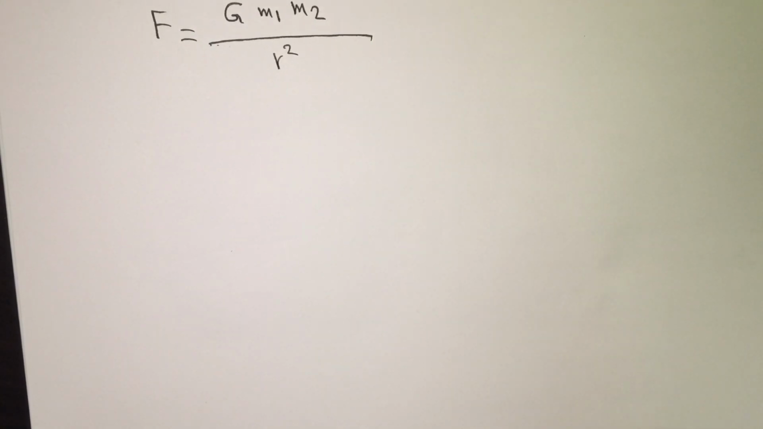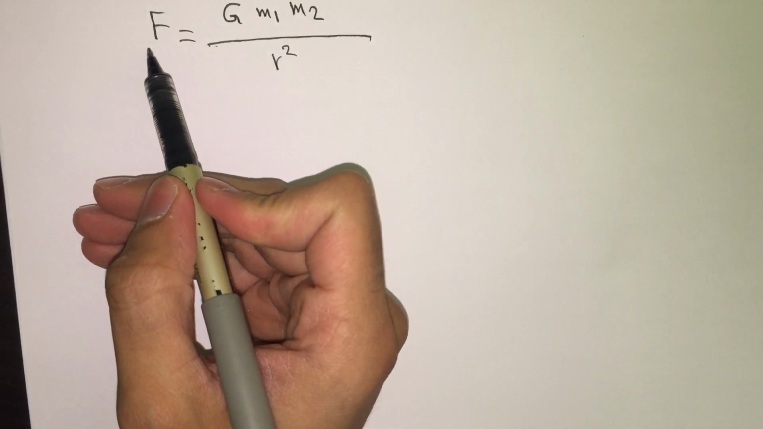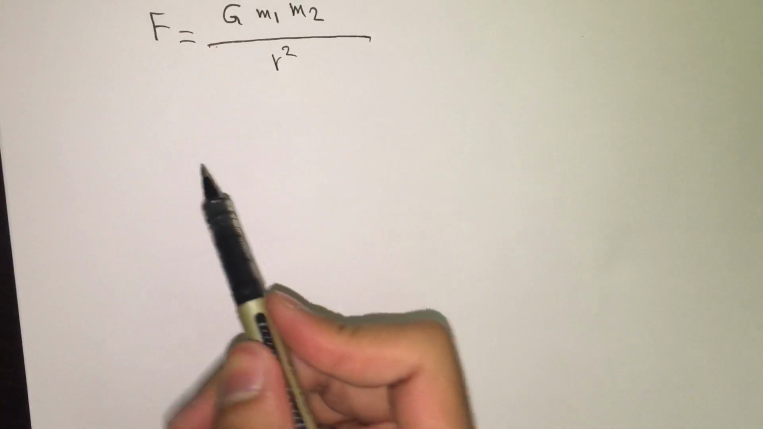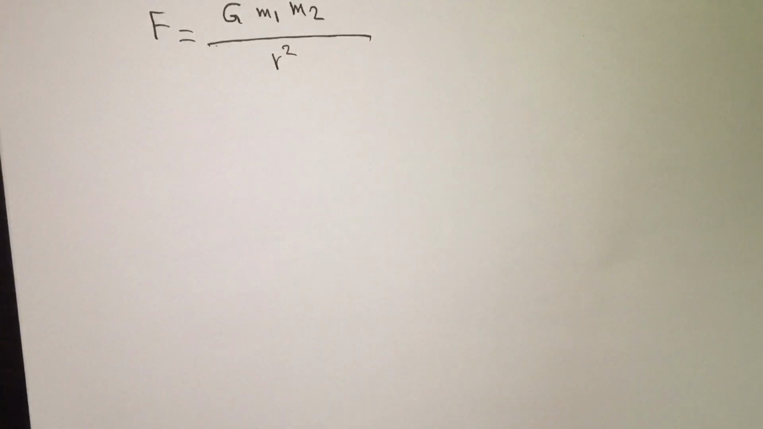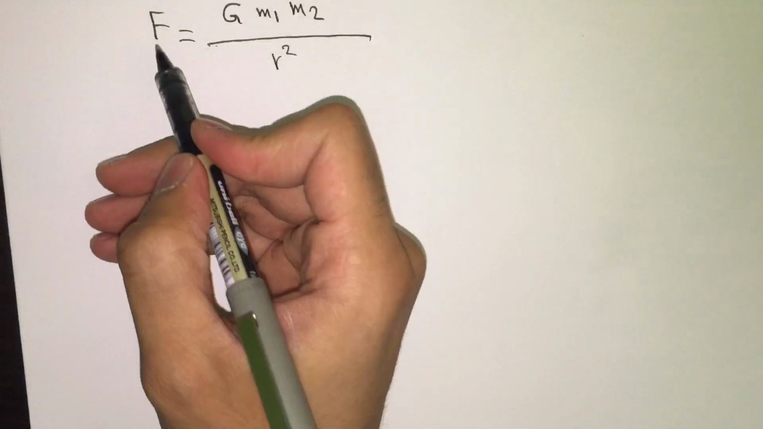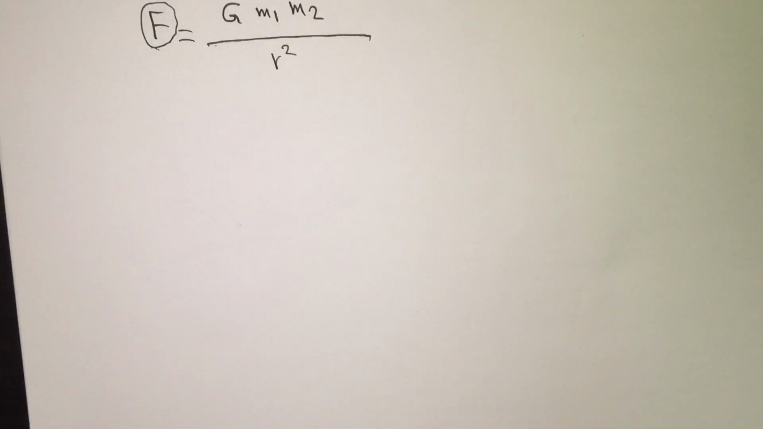So this is the magnitude of the gravitational force. Don't worry about these values. You probably don't need to understand everything about what these values mean. I just want to explain the triangle method for you.